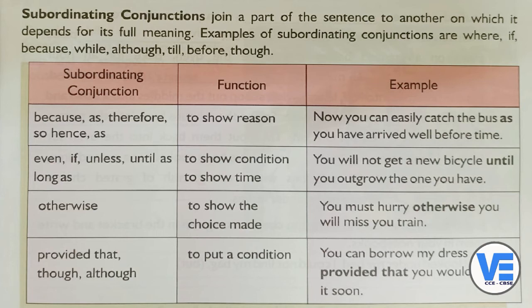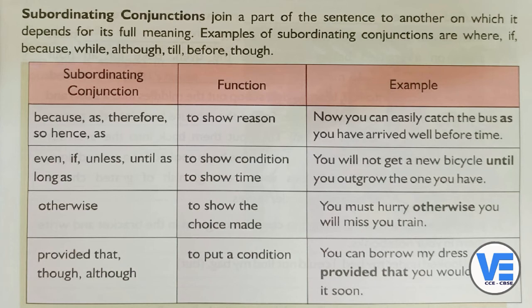Provided that, though, although, to put a condition. So here we are putting some kind of condition using subordinating conjunctions, like provided that, though and although. "You can borrow my dress provided that you will return it soon." So what is the condition here? You can borrow my dress, but what is the condition? On one condition. Provided that is a word which is telling us some kind of condition.